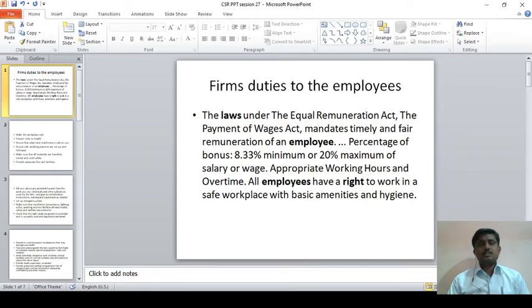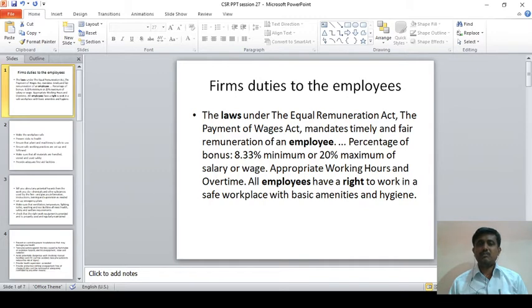Now I am going to discuss the topic firms' duties to the employees in the subject corporate social responsibility. The first important duty, that is firms' duties to the employees, is the laws under the Equal Remuneration Act.